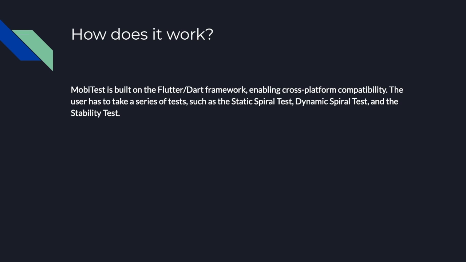How does it work? MobiTest is built on the Flutter Dart framework, enabling cross-platform compatibility. The user has to take a series of tests, such as the static spiral test, the dynamic spiral test, and the stability test, to get an accurate rating for their UPDRS, or the Unified Parkinson's Disease Rating Scale.